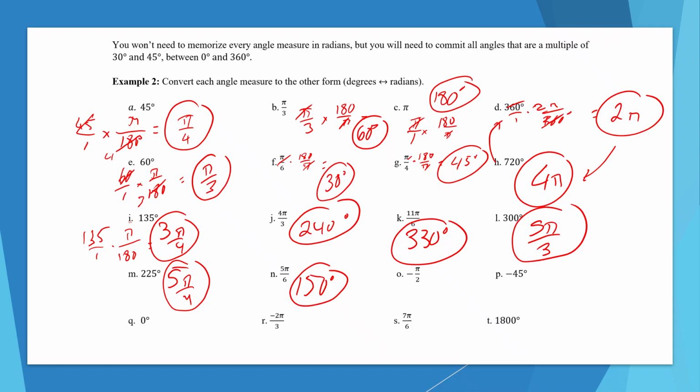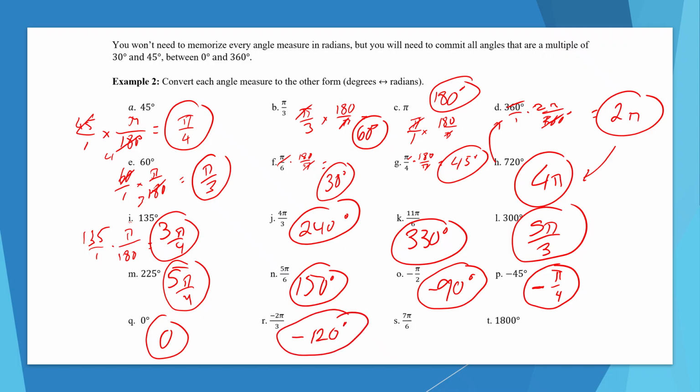Negative pi over 2, that's just going to be pi over 2, which we know is 90 degrees, but then with the negative sign, so just negative 90 degrees. Same thing with negative 45. If we look at A, 45 degrees is pi over 4, so this is just negative pi over 4. 0 is still 0 radians. That doesn't change. This should be negative 120 degrees. This would be 210 degrees. And then 1800, this is just going to be 10 pi. Right? So those should be all your answers to those 20 questions there.